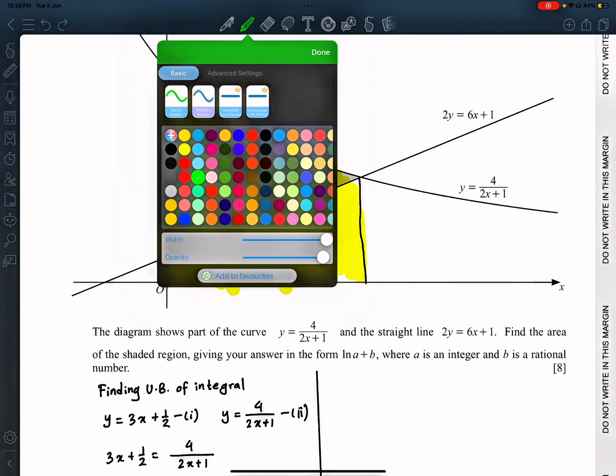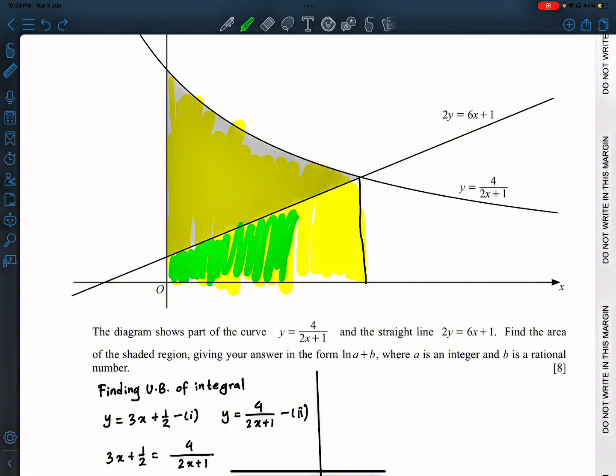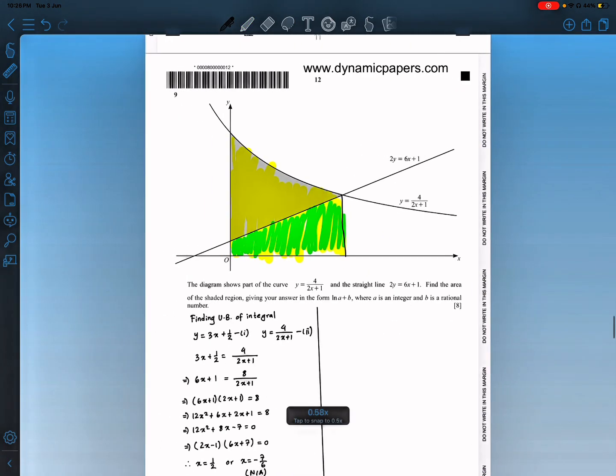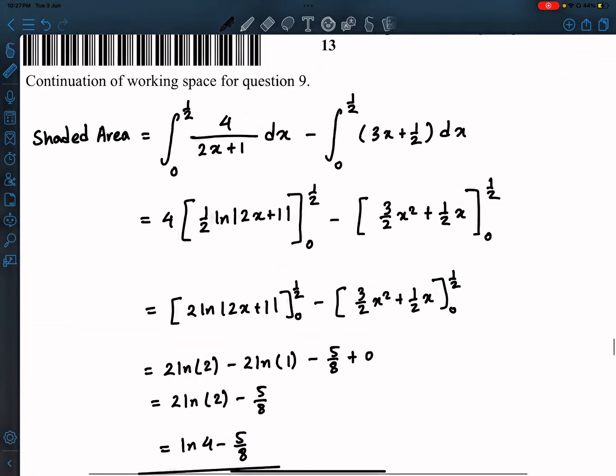Excuse me for that. Let me make it a bit smaller. And the second area that's being covered by the line, that's under the line. So our shaded area is simply the yellow area minus the green area. So how can we solve that? We can simply integrate 0 to half of the curve minus 0 to half of the line.